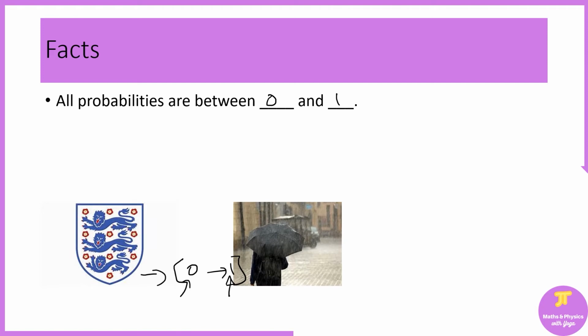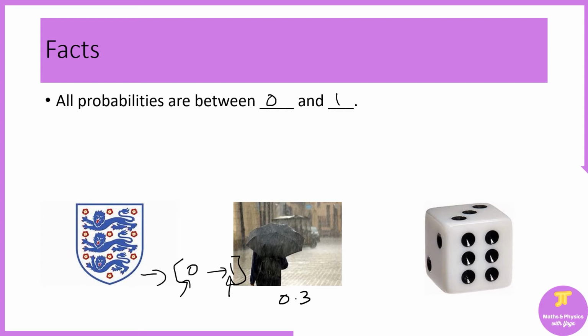If you look at another one, what's the probability it's going to rain? The probability is going to be maybe 0.3, which means it may not rain. Third one is, if you throw a dice, what's the probability that you will get 6? This is always 1 over 6. If you look at 1 over 6, it's between 1 and 0.